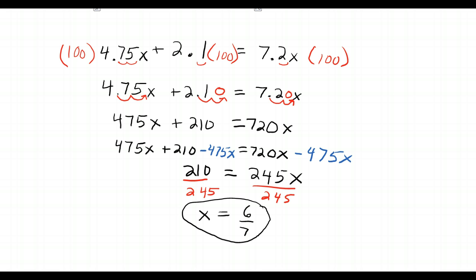Once the decimals are cleared, we can subtract 475x from both sides, then divide through by 245, and I simplify that fraction to get x equals 6/7.